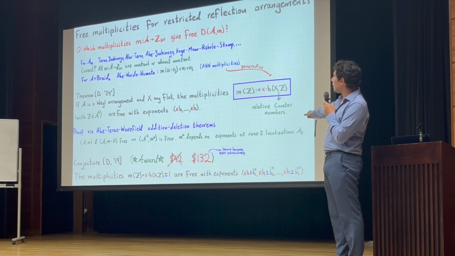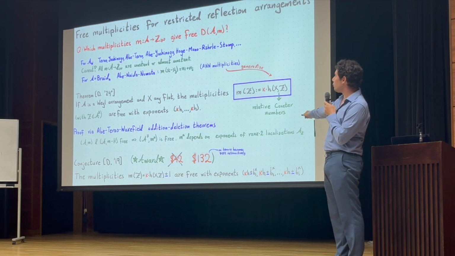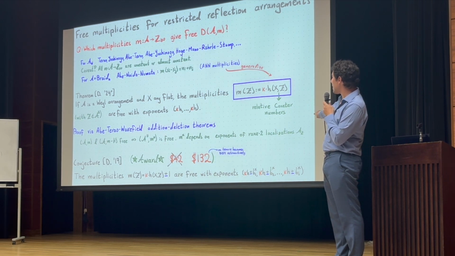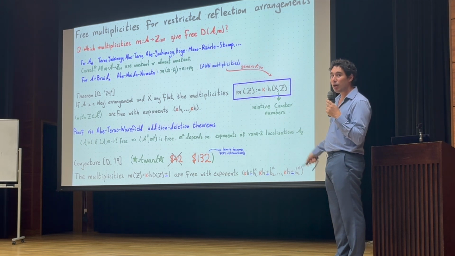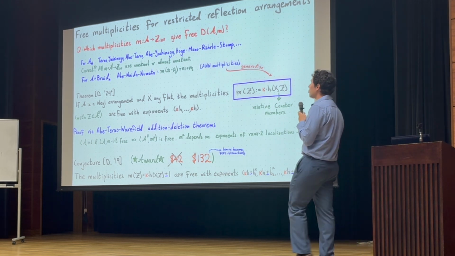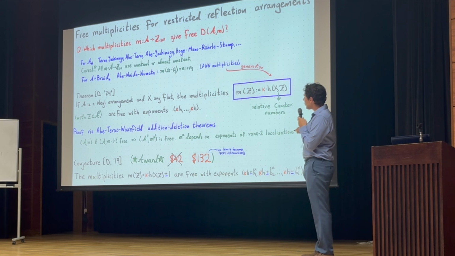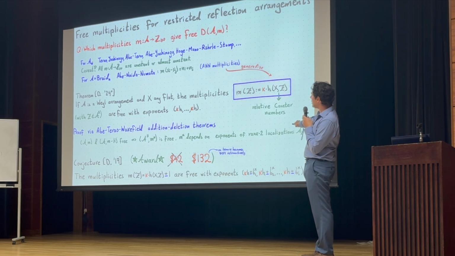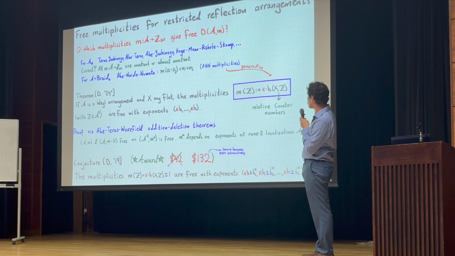Abe and Numata, and I think this was part of a former FPSAC presentation as well, proved that for the braid arrangement, the n_i plus n_j is a free multiplicity. Our main theorem as far as freeness goes is that for any flat X, the restriction A^X has a free multiplicity that is given by the relative Coxeter numbers.